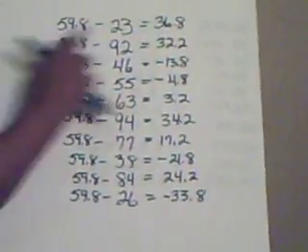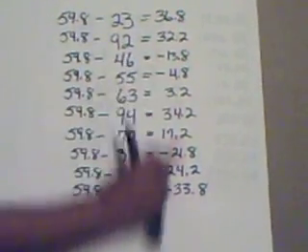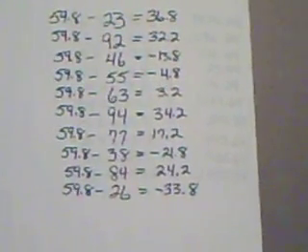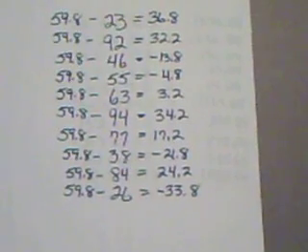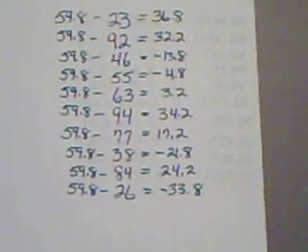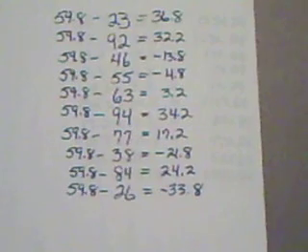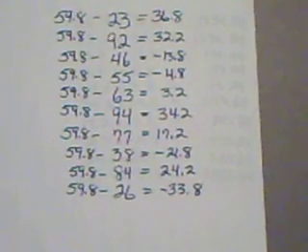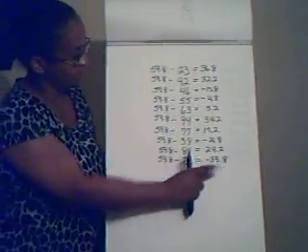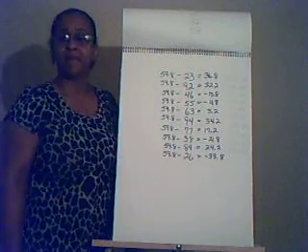So we've subtracted our data set from our mean of 59.8, and we came up with these set of numbers right here on the right side. 36.8, 32.2, negative 13.8, negative 4.8, 3.2, 34.2, 17.2, 21.8, 24.2, and negative 33.8. So these are the answers you should have come up with when you subtract our mean from our data set.